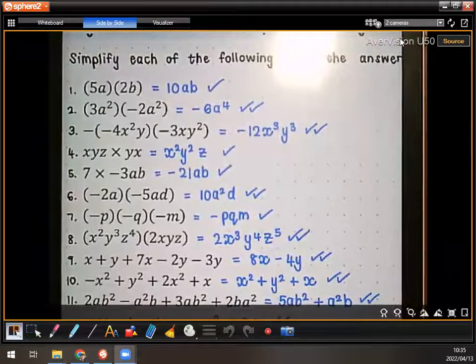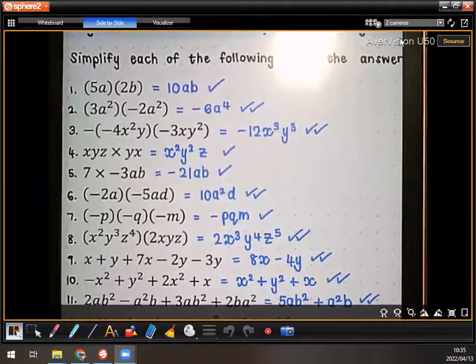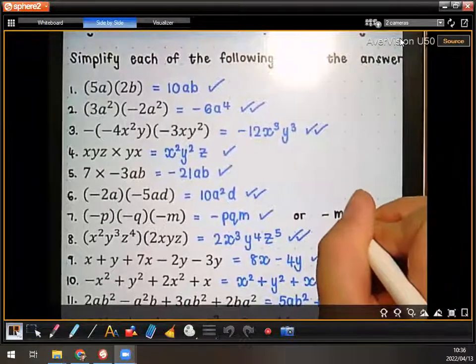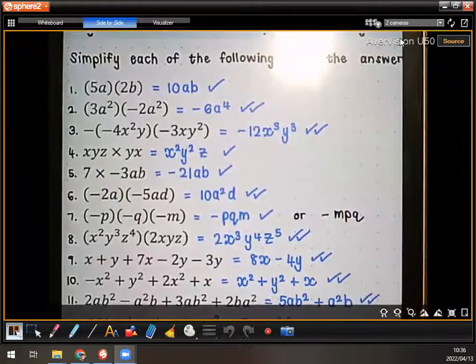Let me just add something here because the order is actually different than the one here. Okay, we'll get to that one now.